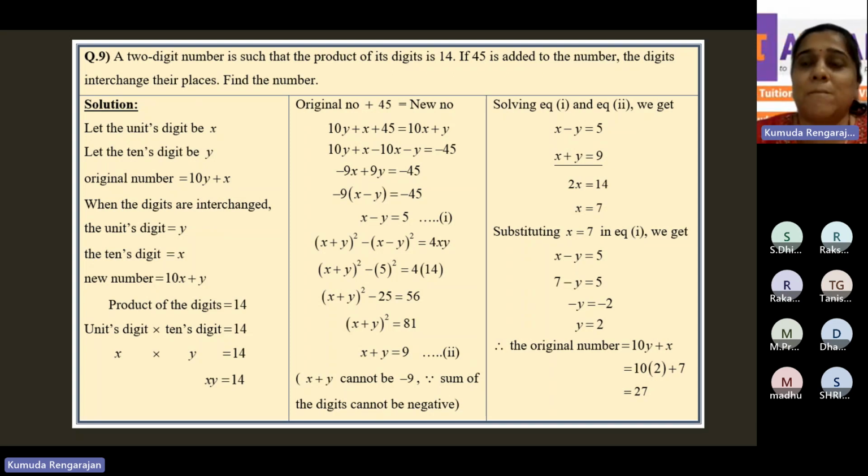X plus y the whole square minus x minus y the whole square is equal to 4xy. You can refer to it in your book. Now substitute and find the equation x plus y, children. Substitute and find x plus y.